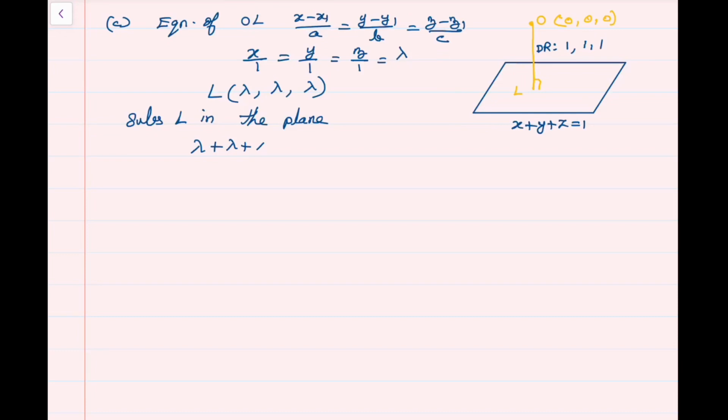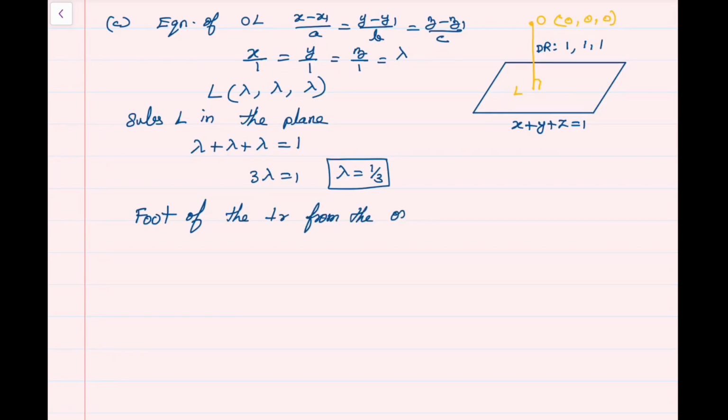Therefore, we get lambda plus lambda plus lambda is equal to 1. 3 lambda is equal to 1. Lambda is equal to 1 divided by 3. Therefore, the foot of the perpendicular from the origin to the plane, which is L, is the point (1/3, 1/3, 1/3).